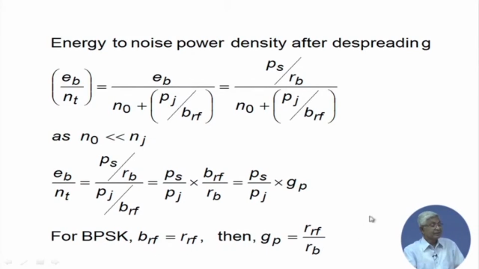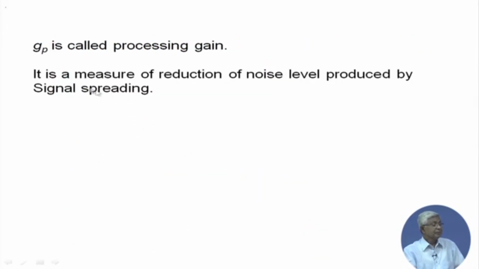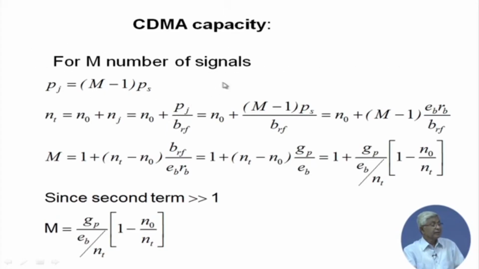Now let us calculate the capacity in CDMA, like we calculated the FDMA capacity and TDMA capacity. I told you GP is called processing gain, a measure of reduction of the noise level produced by the signal spreading. For the capacity calculation, let PJ be the interfering power, with m signals present. The main signal is one, so all the others, m minus 1, are interfering, and everybody is transmitting at PS, so PJ is m minus 1 into PS.